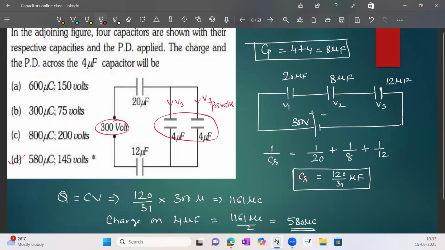Then they ask for the potential difference. The potential difference across the 4 microfarad capacitor is 580 by 4, which equals 145 volts. So option 4 is the correct answer. This is the way we can find the answer for this particular problem. And let's go for the next one.